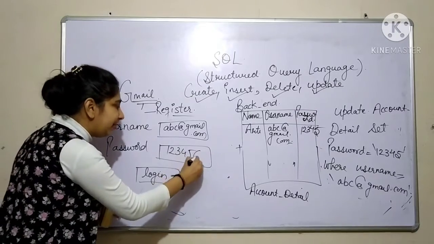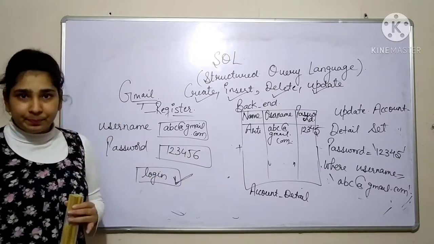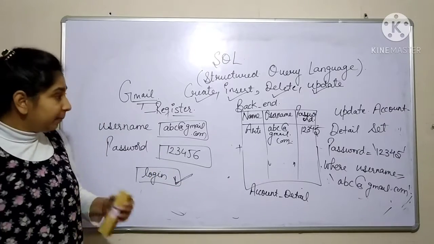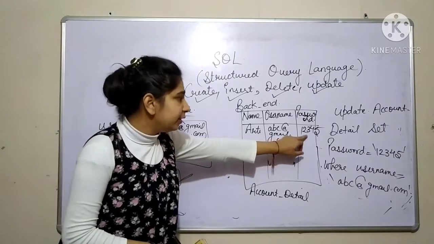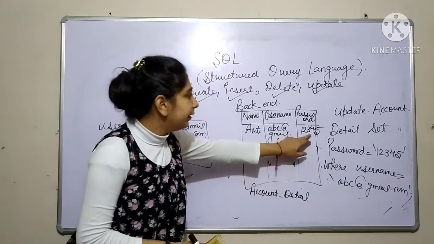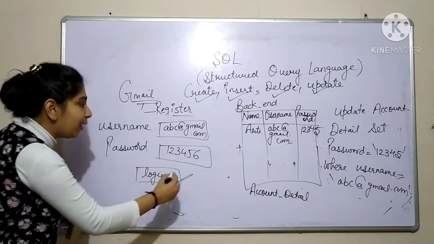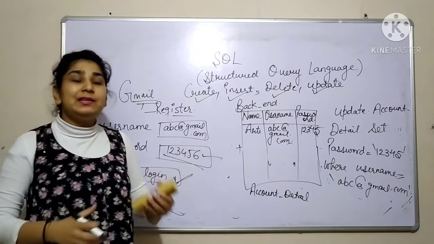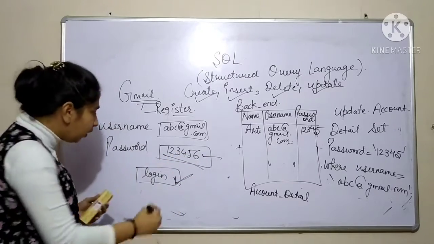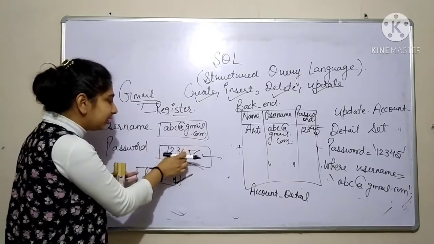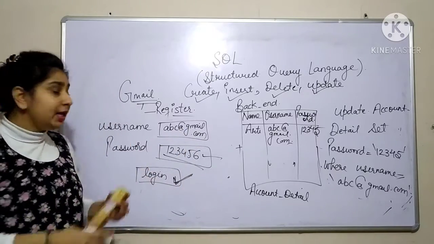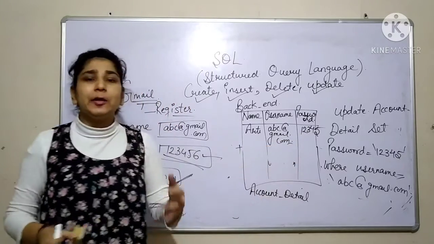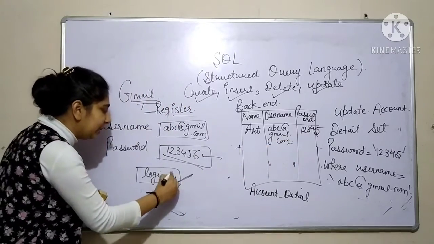If you write 123456 here, you cannot log in to the Gmail account because in the database your stored data is 12345, but you are entering 123456. So there is a mismatch. For logging in, whatever data you write in the front end should match the data stored in the database. Only then you can log in.